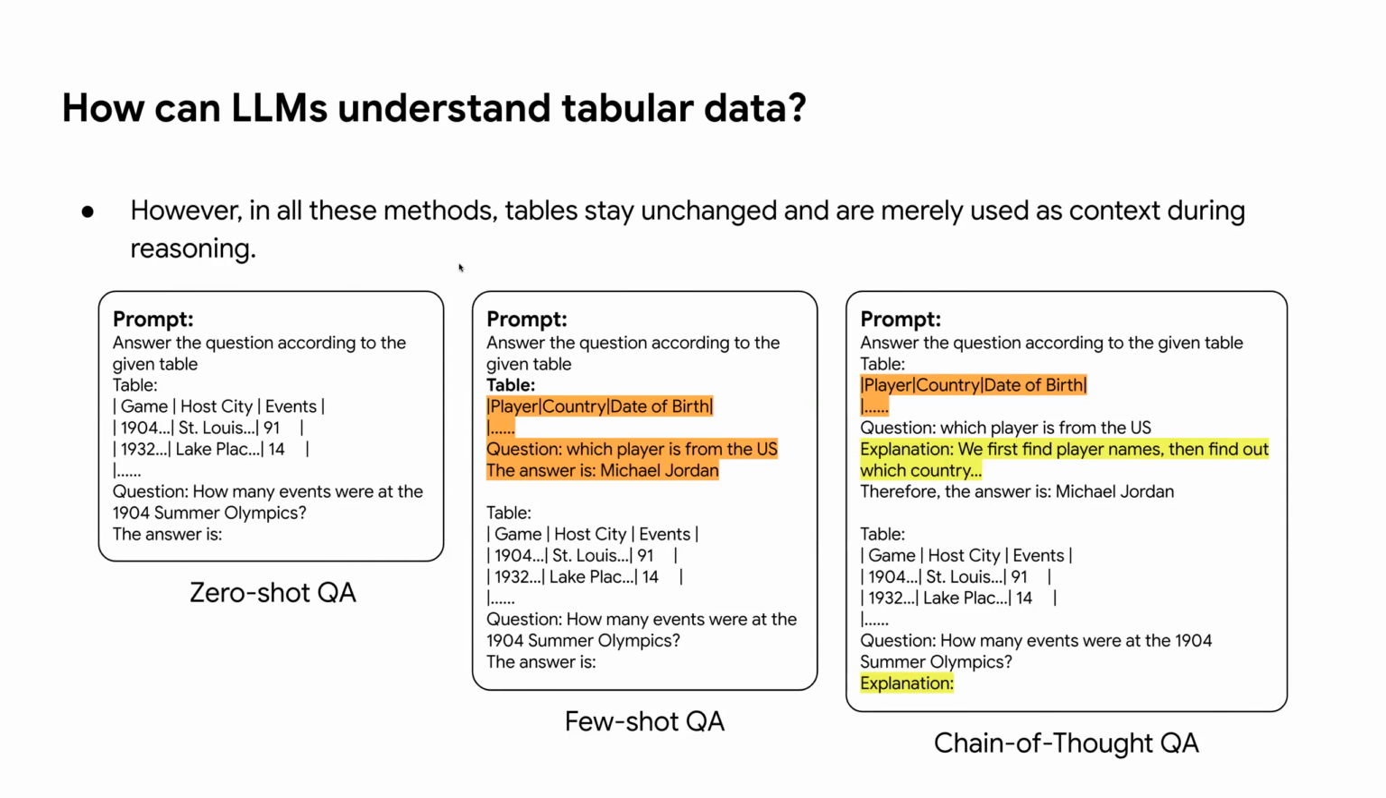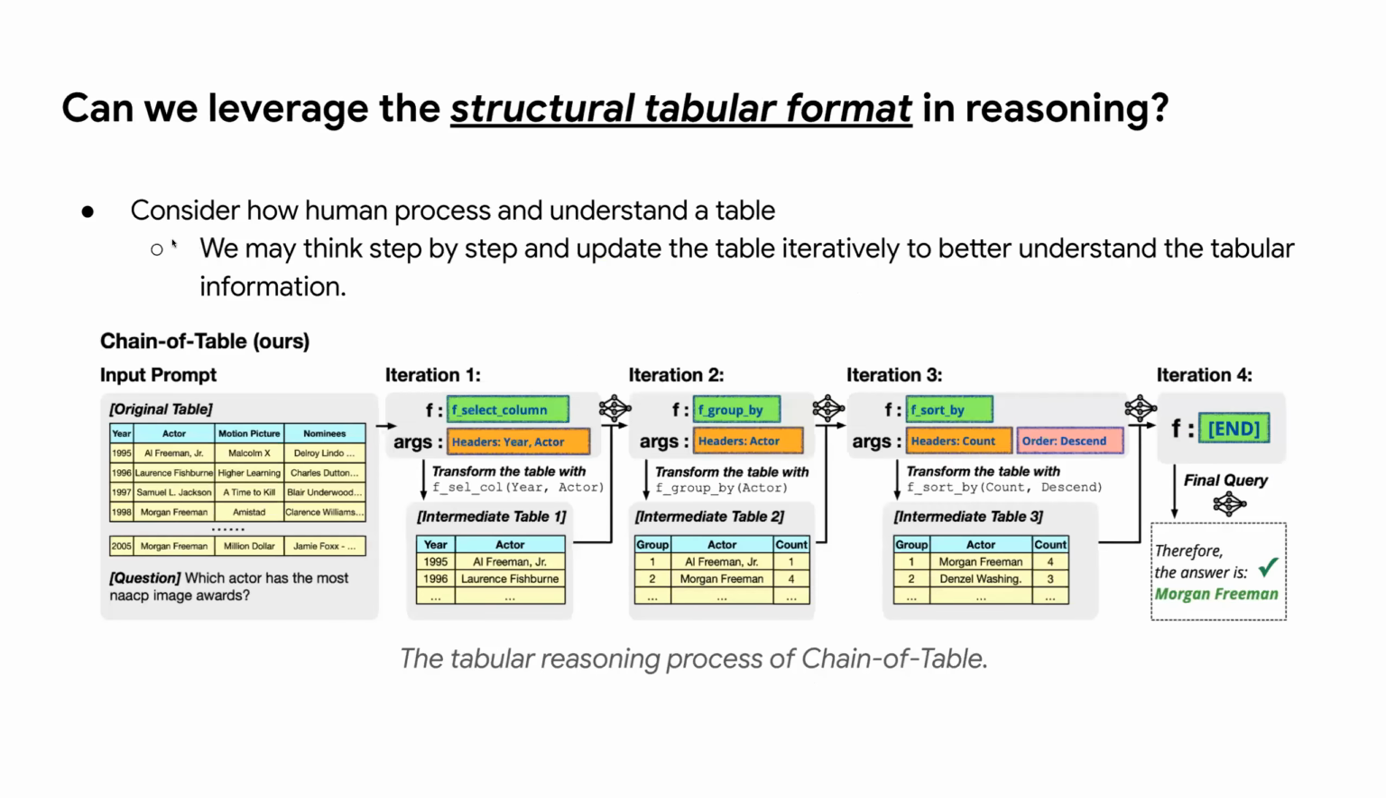However, things are not that easy. We want to better leverage the tables when we're doing tabular reasoning. So we considered how we humans process and understand a table. Basically, we may think step by step and update the table iteratively to better understand the tabular information. Here is a brief case study of our Chain of Table.